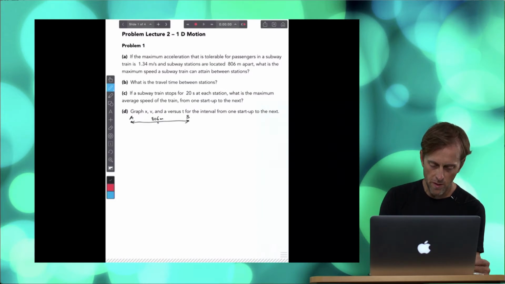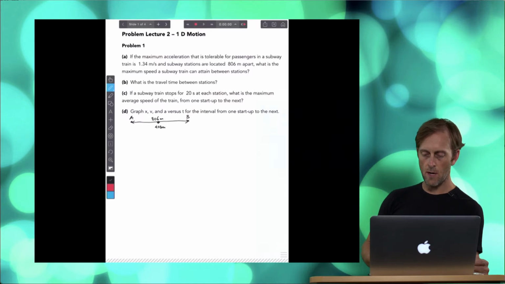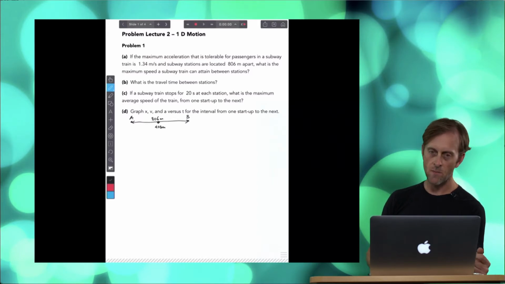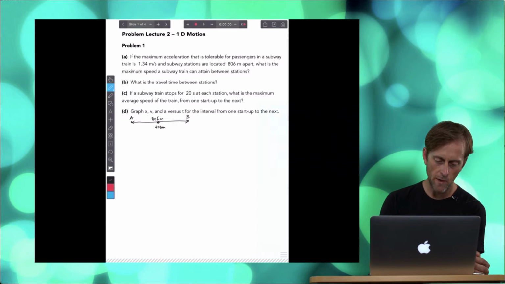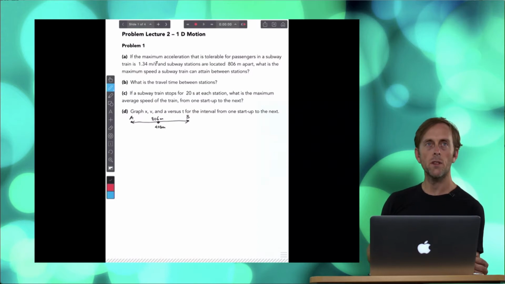And there's some midpoint there at 403 meters. Okay, so that's our midpoint. So what's the maximum speed the train can attain between the stations? Well, it's going to accelerate up to that midpoint, and then it's going to decelerate from the midpoint to B. So what we need to do then is say our maximum acceleration is 1.34 meters per second squared.